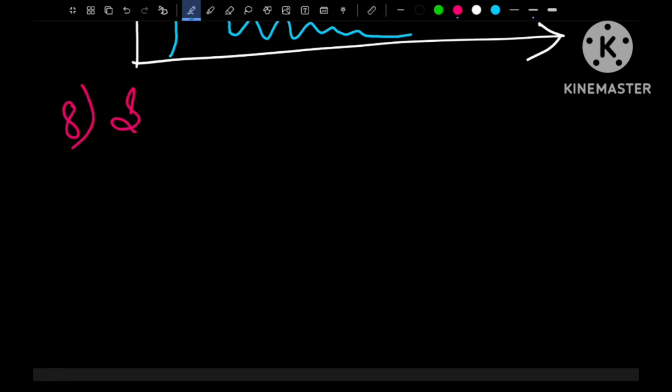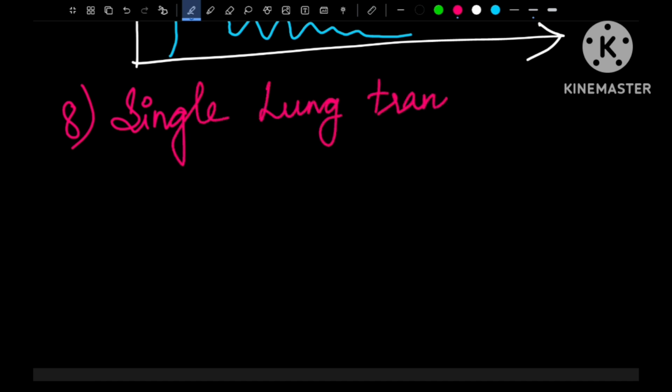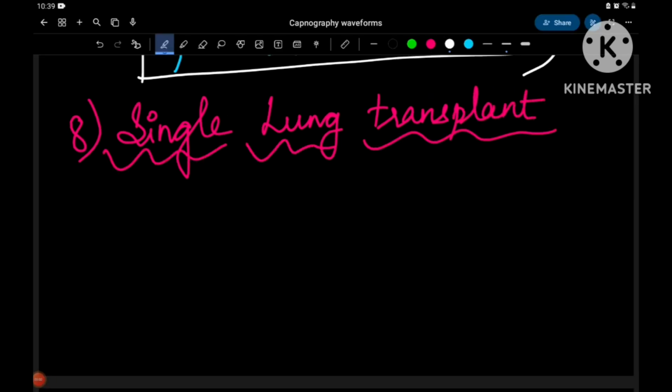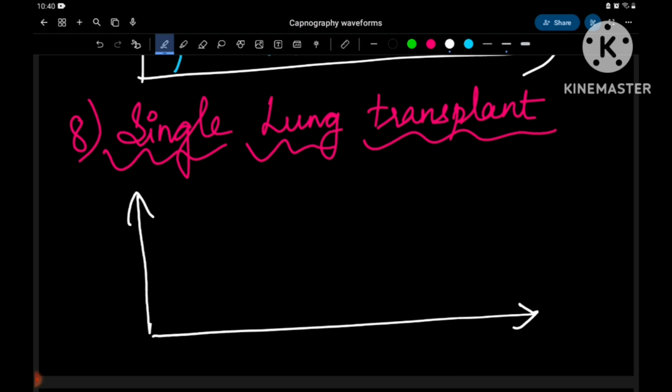The next thing is single lung transplant. Okay, the single lung transplant. See, when I draw, you just try to think what waveform it is similar to. Just try to remember.